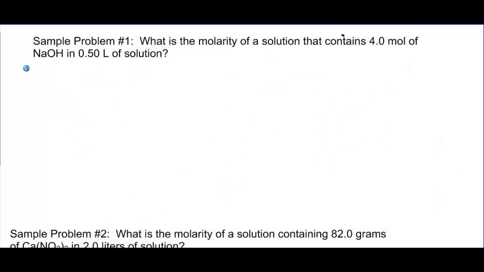Sample problem number 1. What is the molarity of a solution that contains 4 moles of NaOH in 0.5 liters of solution? So again, when we're doing problems that involve numbers, every time that we see a number, we put on the brakes, we write down what it is, and we identify it. So we are given 4.0 moles. MOL is the abbreviation for moles. Okay, so that's our moles of NaOH. That's our solute.